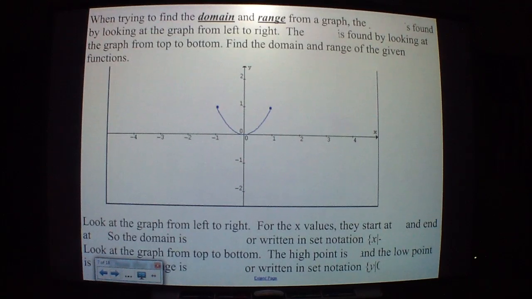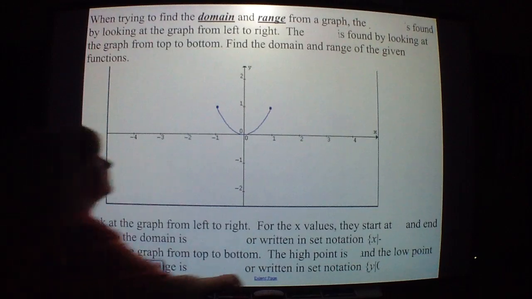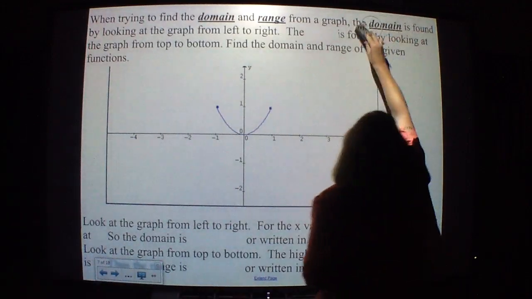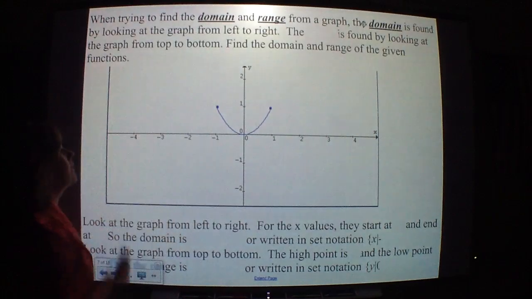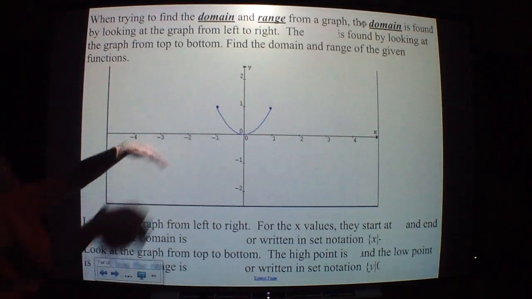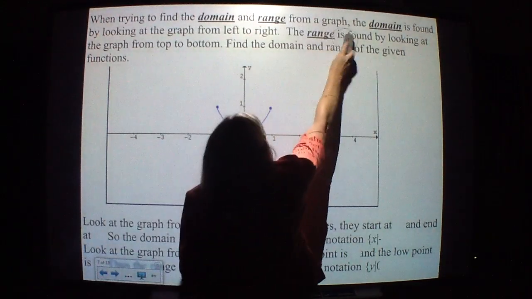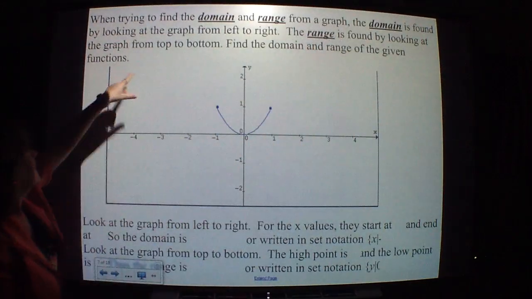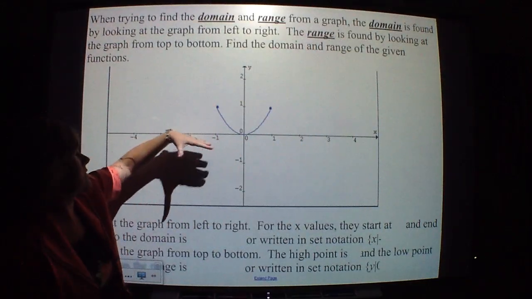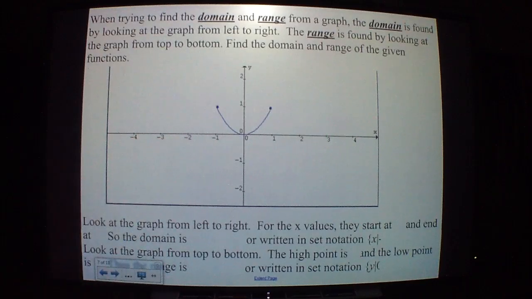Domain and range of graphs. When you look at them, domain and range. A domain, you're looking at the x value, so you're looking at it from left to right. The domain is found by looking at the graph from left to right. The range, you're looking up and down. And really, I say top to bottom, but it's really bottom to top because it's smallest number to largest number.